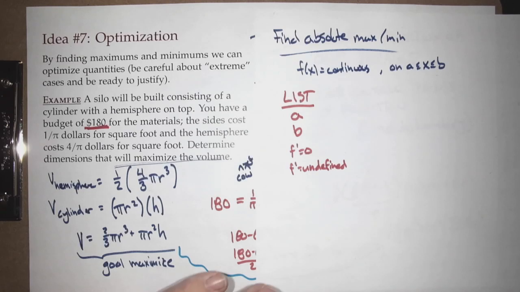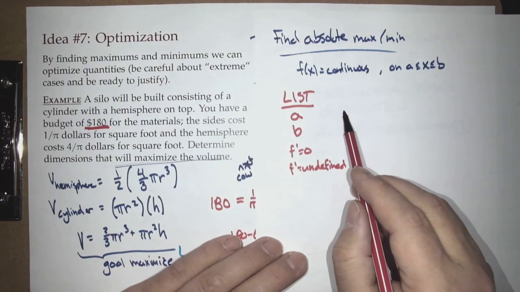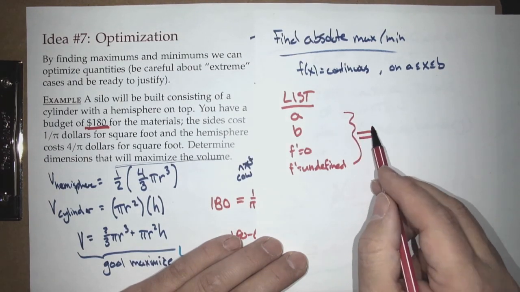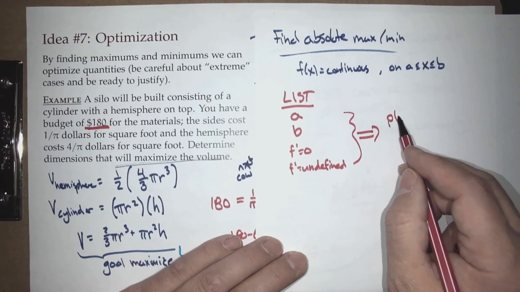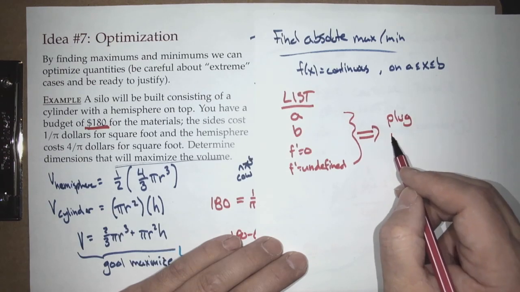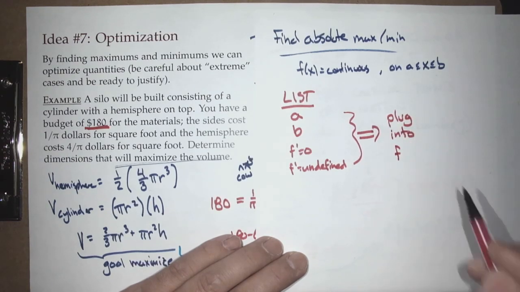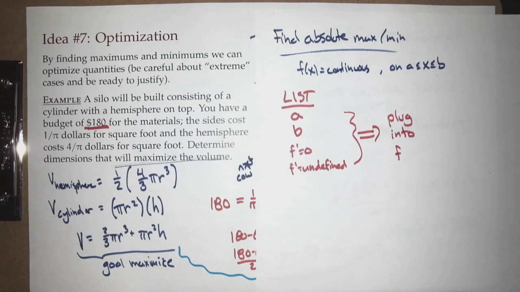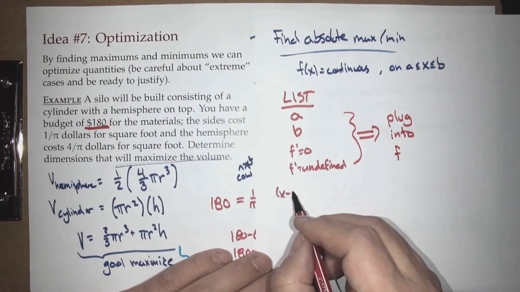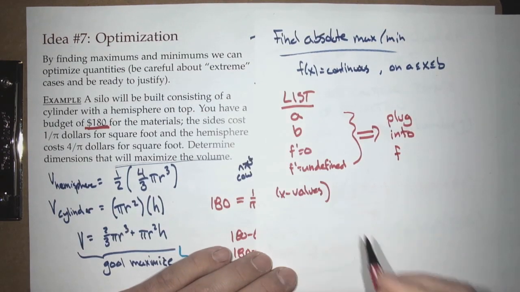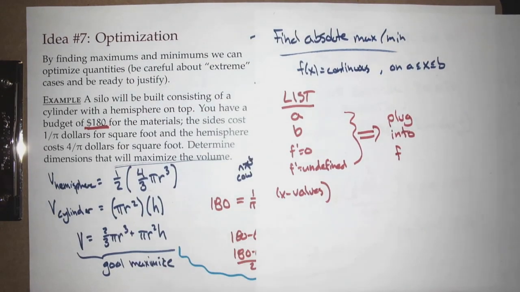Once you've made your list, now plug all of these into the function, whichever values you come up with. So this is a list of x values. So that's what you found in your list. And then you're going to plug your x values in, and lo and behold, you're going to get some outputs. Well, what do you do with your outputs?